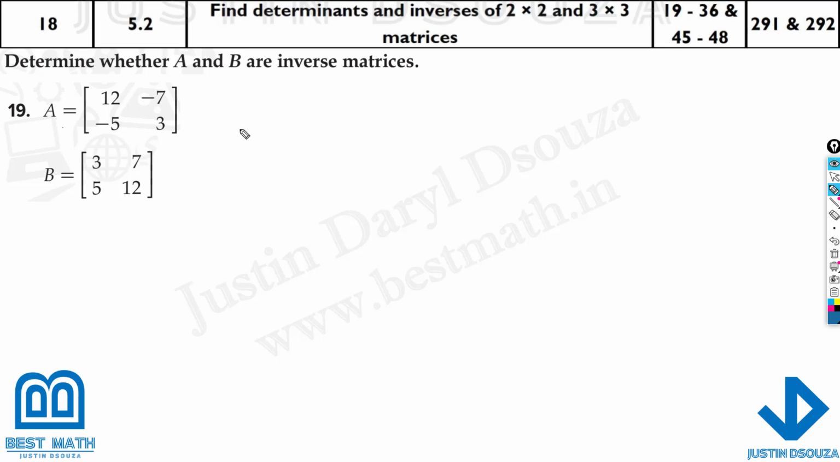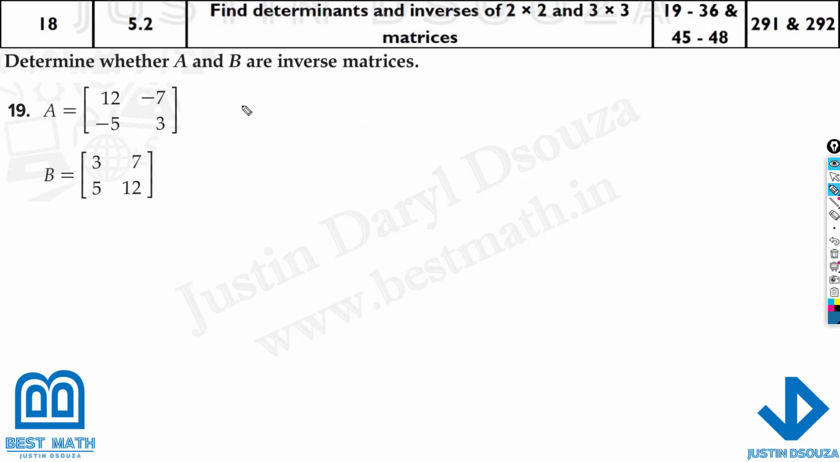There are different methods. They have not specified which method to use. One method would be finding the inverse of this matrix using formulas, and if you get this, yes, that is true, otherwise no. I'll do that method, but the first method, the basic method, is multiplying them both. You multiply AB, and if the answer is I, the identity matrix, and also if you multiply B and A, you get I, then yes, they are inverses of each other.